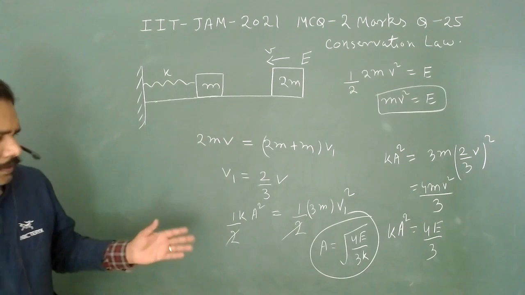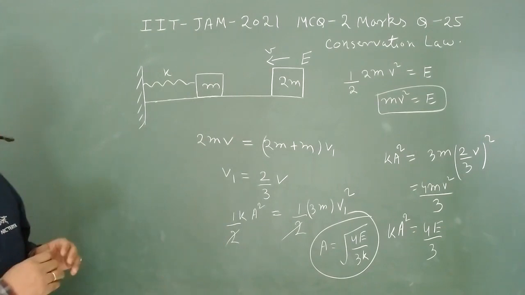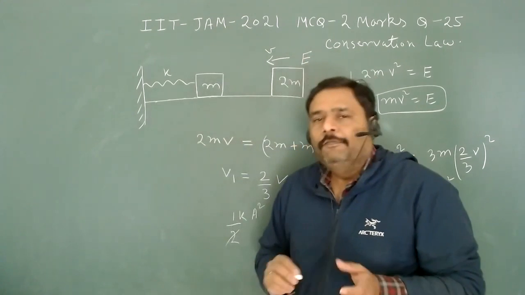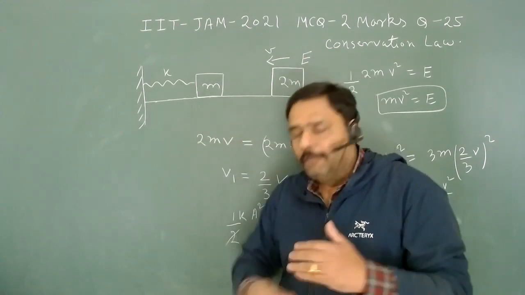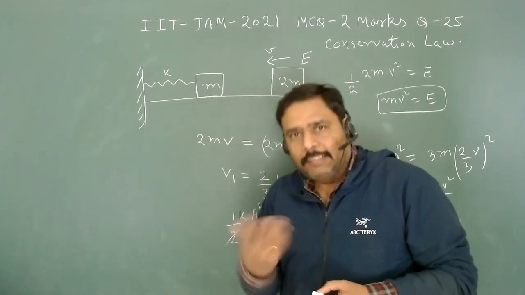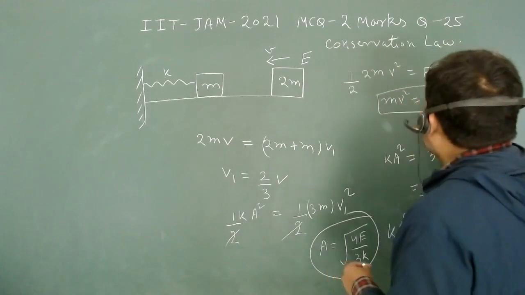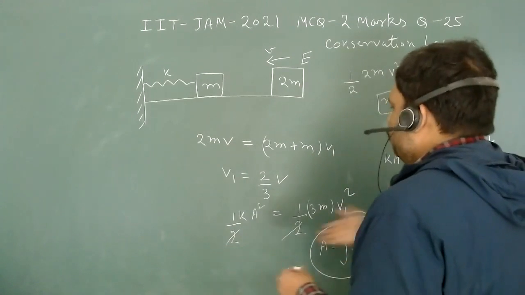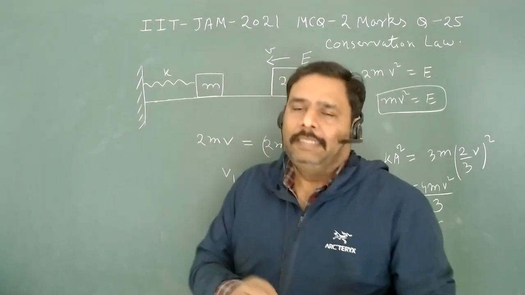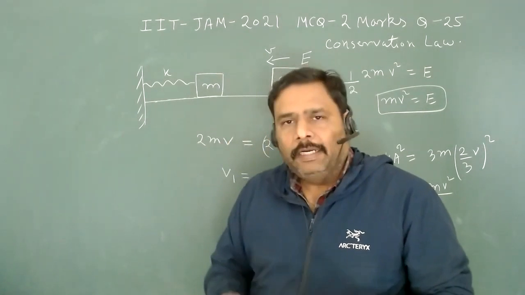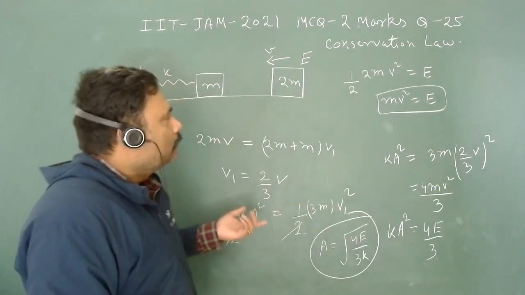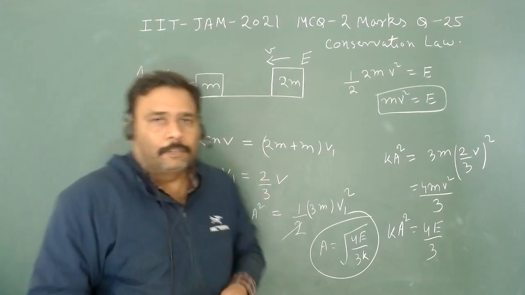This is quite simple, but sometimes when you solve this problem, you may get trapped in the calculation if you solve everything in terms of V. So initially you have to write mv square is equal to E, and then you can easily solve it. Another way is that you can initially take P and E as your variables, and then also you can solve it. But I think this is the simplest way to solve this problem. Okay, thank you.